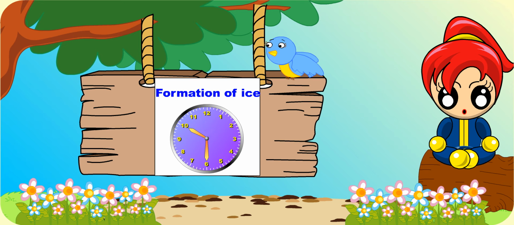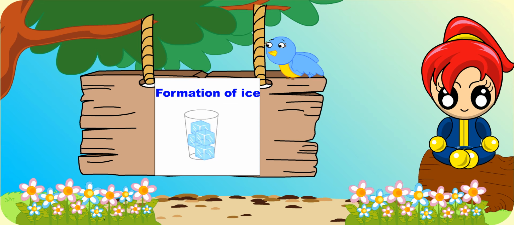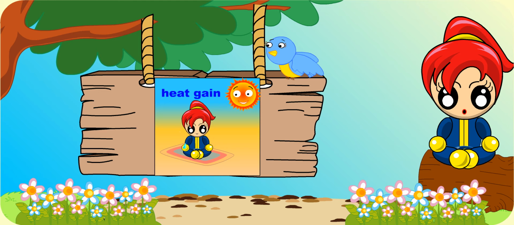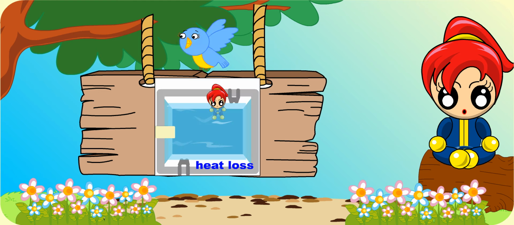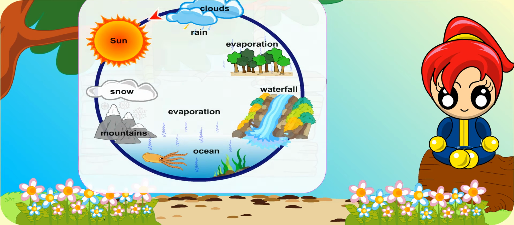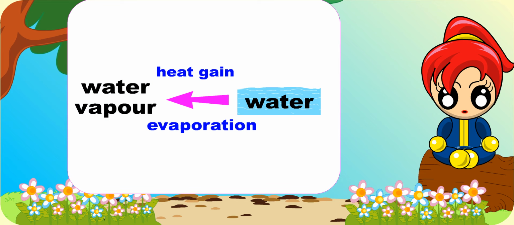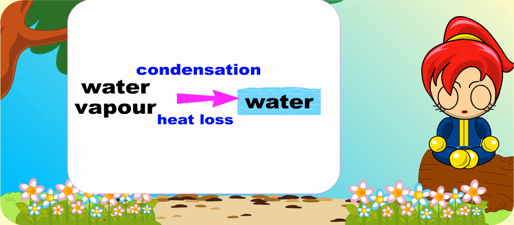Formation of ice requires heat loss. Oh, heat gained during tanning can be lost with a dip in a pool. Yeah, you're right. What about the water cycle? Oh yes, heat is gained during evaporation of water to water vapor. Heat is lost during condensation of water vapor to water droplets.